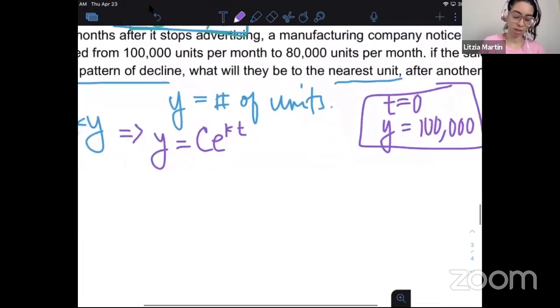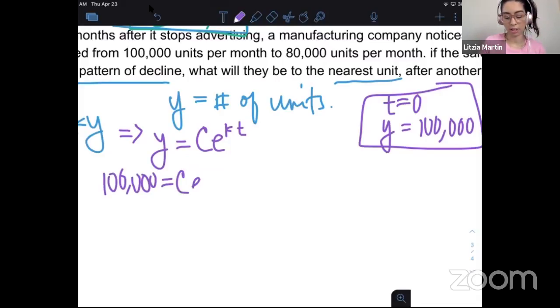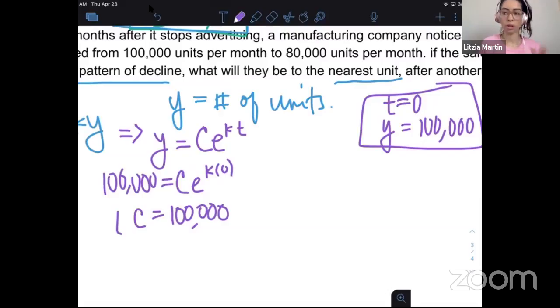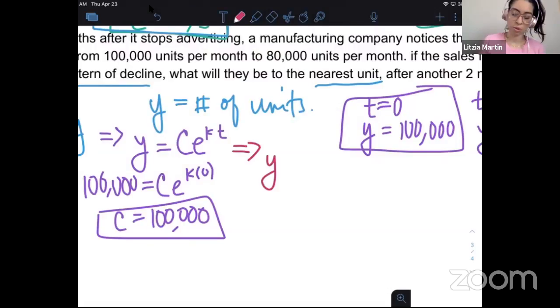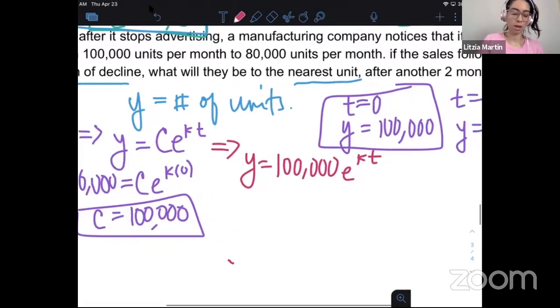All we have to do is plug in y, 100,000, and plug in t is 0, and then we get C is equal to 100,000. So there's your initial value, and we can go ahead and plug that in to our equation. So y is equal to 100,000 e to the kt. Now we are going to use the next piece of information.